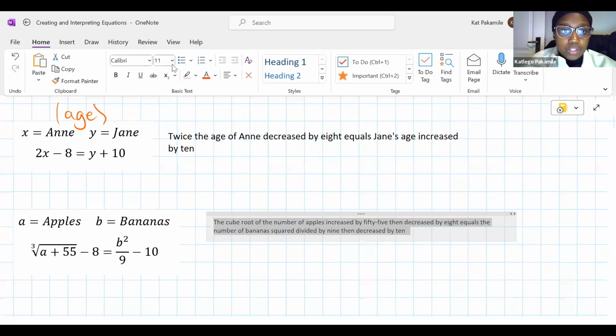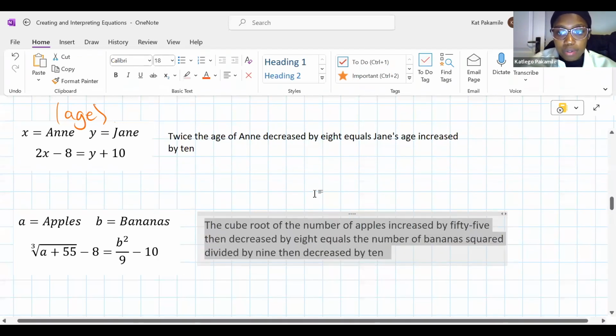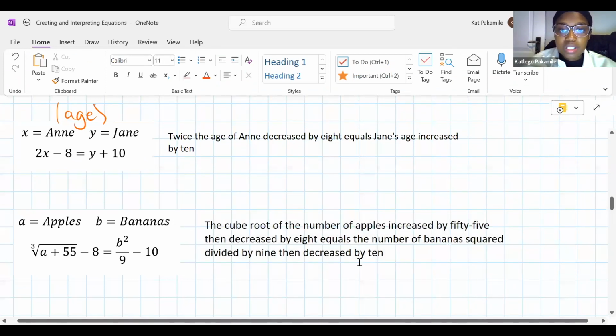Okay, let's check what we have here. So we have the square root of the number of apples increased by 55, then decreased by 8, equals the number of bananas squared divided by 9, then increased by 10. Because of this 10, you know that you decrease the 10 after you subtract. So I would suggest we do the same thing, because look at this. This then decreased by 8.